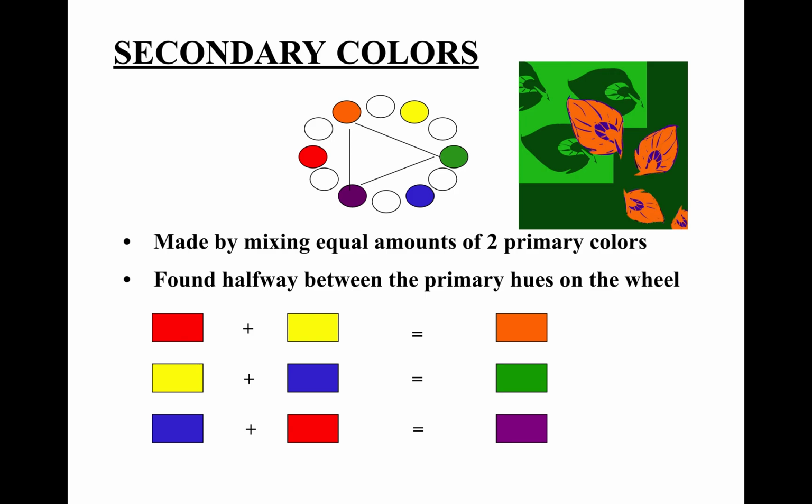Your secondary colors are a combination of your primary colors. This should be very obvious and well known to you by now. Red and yellow make orange, yellow and blue make green, blue and red make purple or violet.